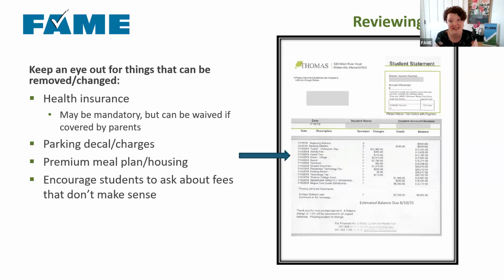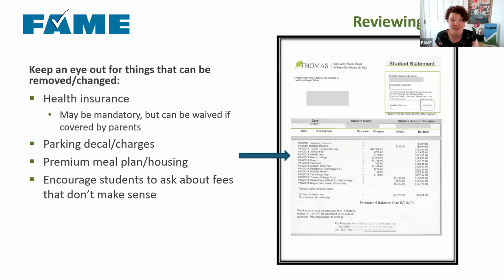Premium meal plans and housing. So maybe they have put you in the fanciest dorm room, but if there's still an option to move down into a dorm room that costs less, take a look at those options. Same thing for meals. A lot of times students will get an everything package to begin with because they're not sure what they're going to eat when they go to college.